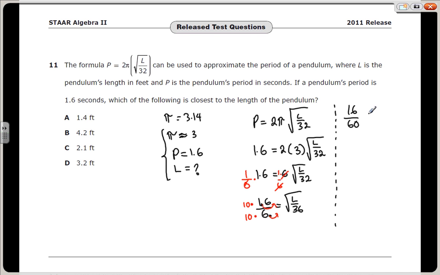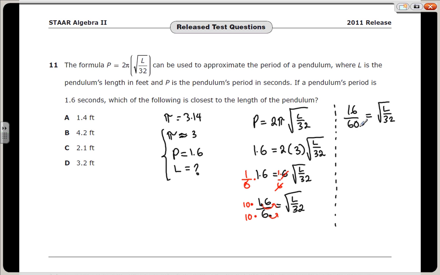And that equals the square root of L over 32. How on earth did that become 36? I don't know. Let me fix that real quick. Sorry about this. It's supposed to be L over 32. Alright, 16 over 40. Let's reduce this.